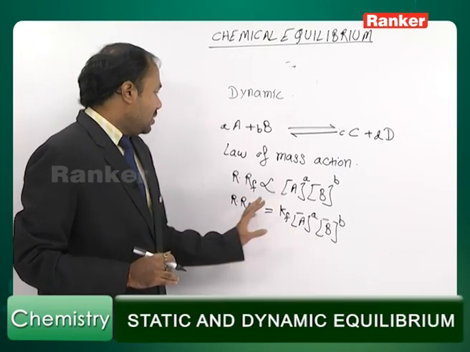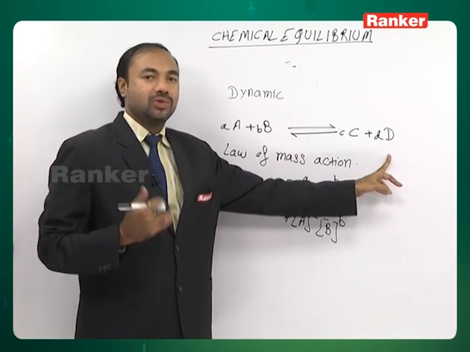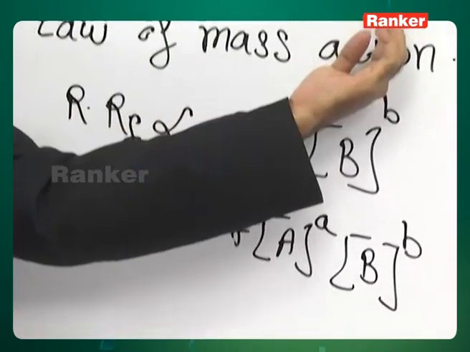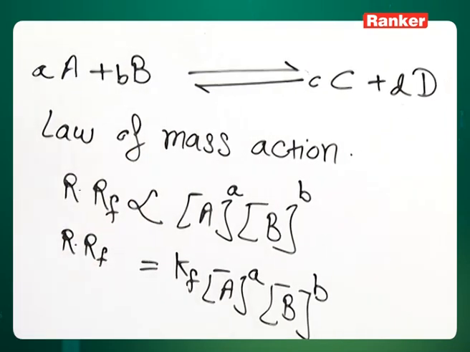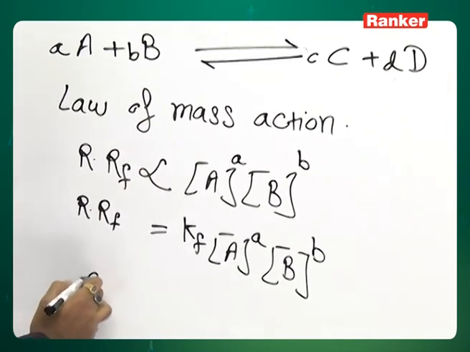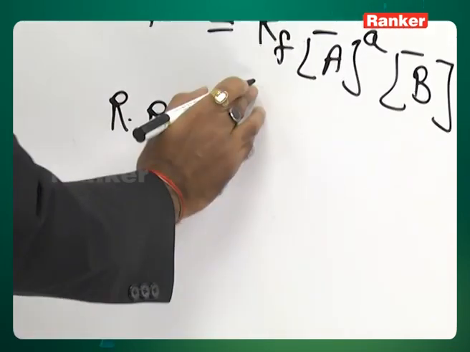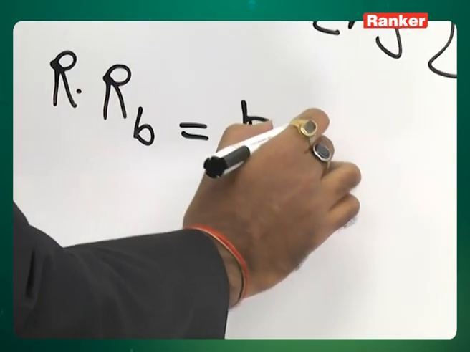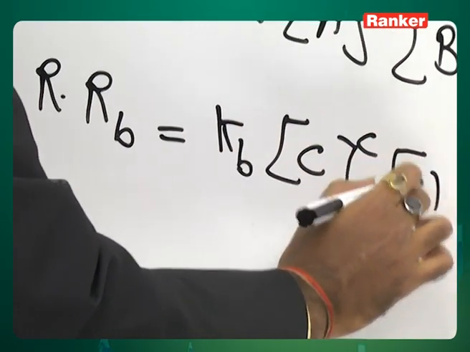Now, similarly, as soon as C and D are produced, they too start reacting and give back A and B. If we want the rate of backward reaction, then again by the law of mass action, we will give it as the rate of backward reaction Rb equal to Kb, which we assume to be the rate constant for this one, into concentration of C power c into concentration of D power d.